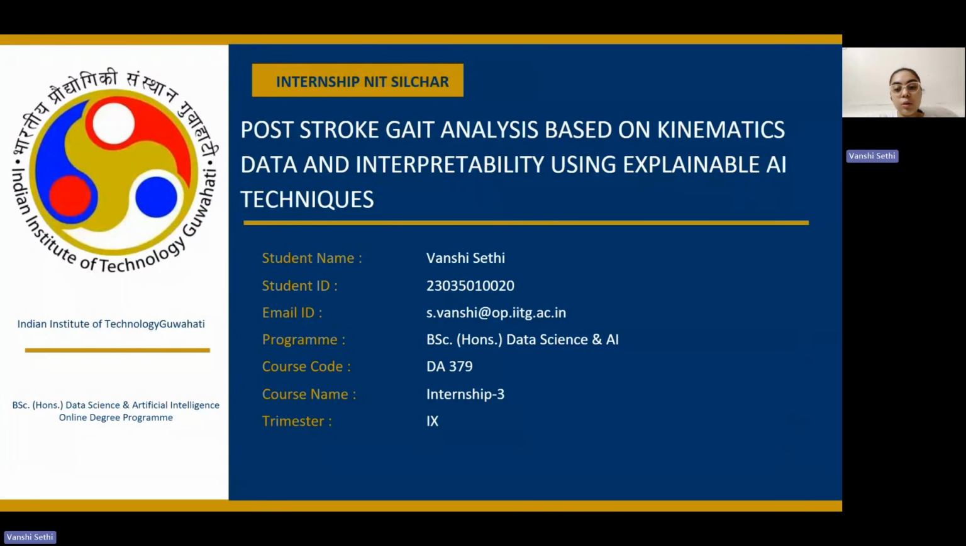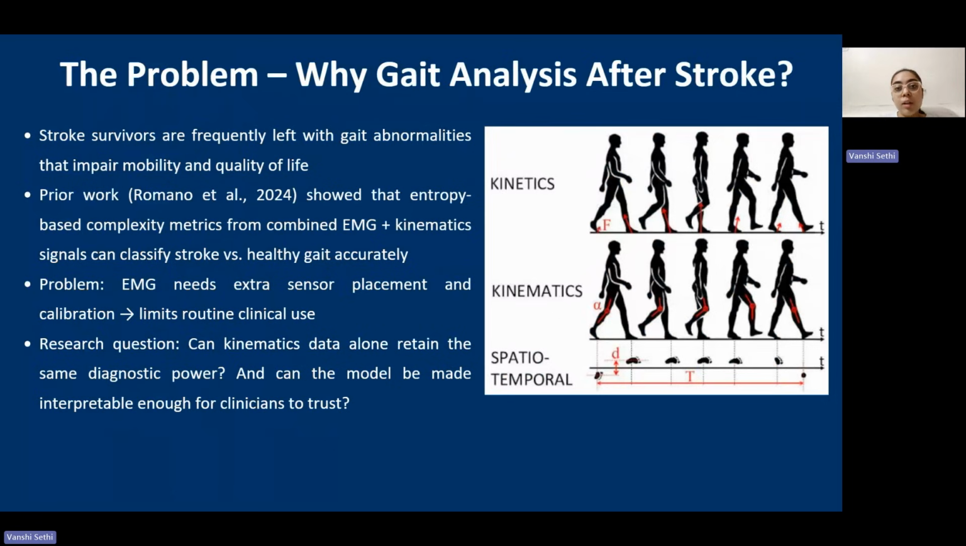And today I'm here to present my internship 3, that is for DA 379, and its topic is post-stroke gait analysis based on the kinematics data and interpretability using explainable AI techniques. So firstly, let's understand the problem: why is gait analysis needed after stroke?